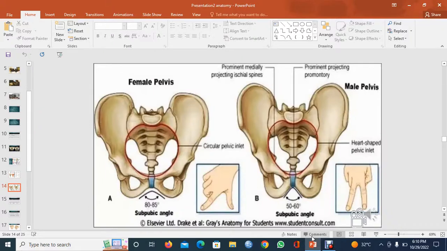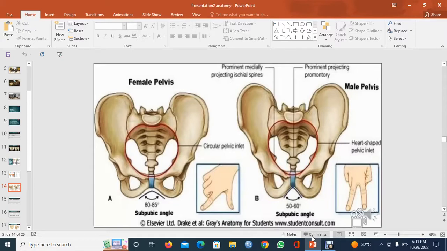Here you can see again subpubic angle. In case of female pelvis it is about 80 to 85 degrees, whereas in case of male it is about 50 to 60 degrees. Similarly, the pelvic inlet, in case of female it is almost round, whereas in case of male it is heart shape or notch shape, shown with the red line in the picture.